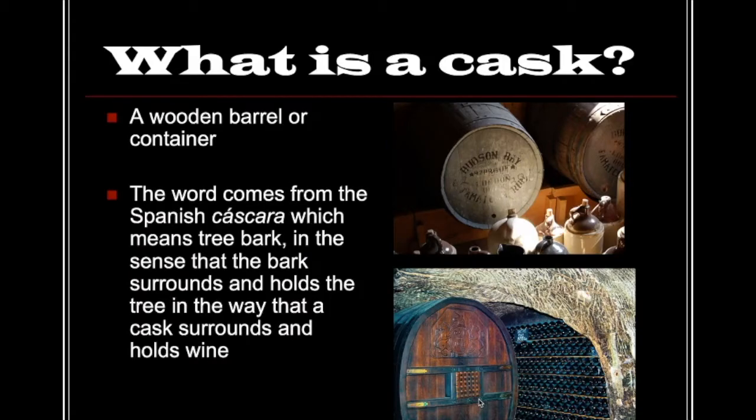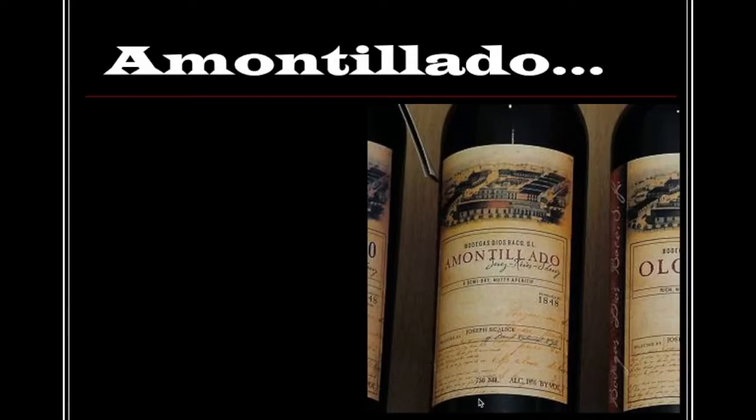The word comes from the Spanish cascara, which means tree bark, in the sense that the bark surrounds and holds the tree in the way that a cask surrounds and holds wine. All right, so that's what a cask is. Let's talk about what Amontillado is.